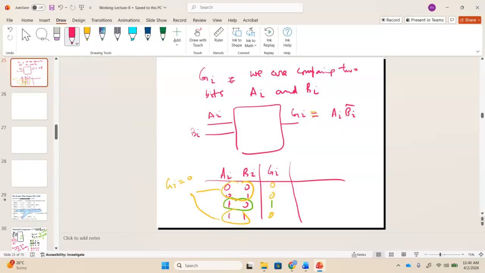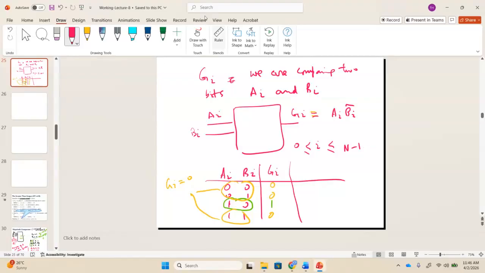Okay, we are comparing bit by bit. If ai is 1 and bi is 0, what is the range of i? Can you tell me the range of i in this example for an n-bit comparator? No one is answering. 0 to n minus 1. Yes, very good. So this will be the range of gi.